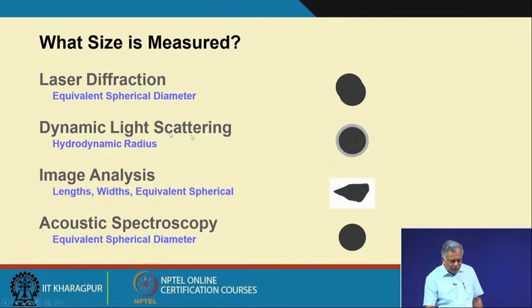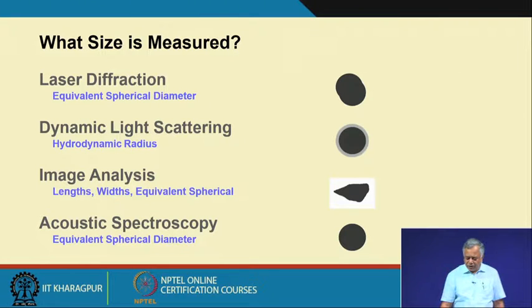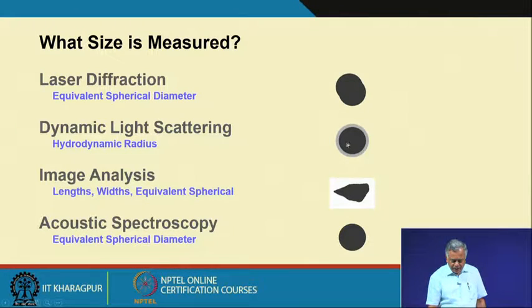Then we have the dynamic light scattering method, which essentially measures the hydrodynamic radius. The basic difference is that it has an envelope of a thin film of water. So, it is basically measuring the hydrodynamic radius of the particle.